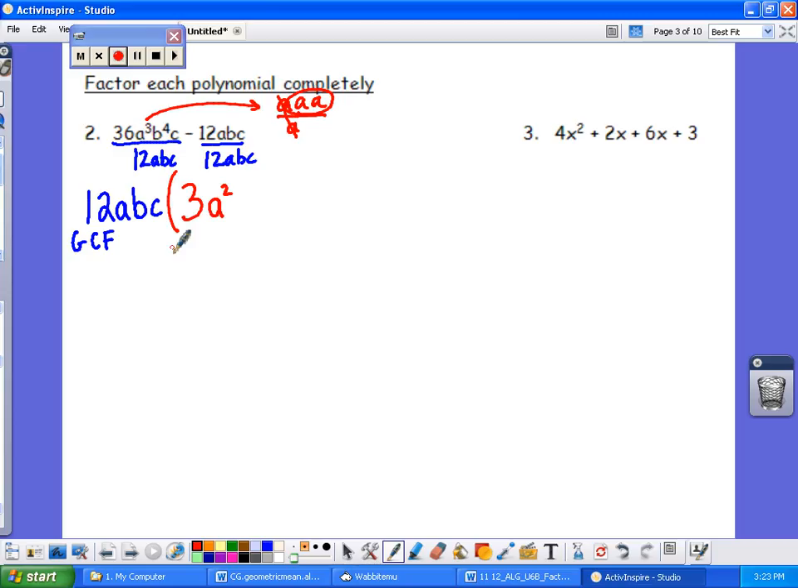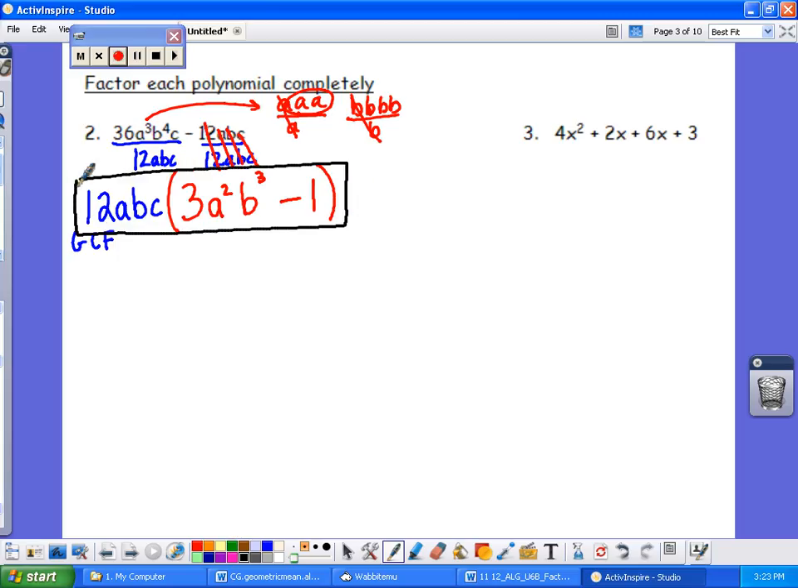If I look at the next part, I have 4 B's on the top and 1 B will cancel out to leave me B to the third. And my C's cancel out altogether, so I won't write anything. Minus, do you see that everything cancels out right here? We can't just leave it off completely, so I have to put minus 1. So my answer is all of this. Okay? So let's look at the next one.